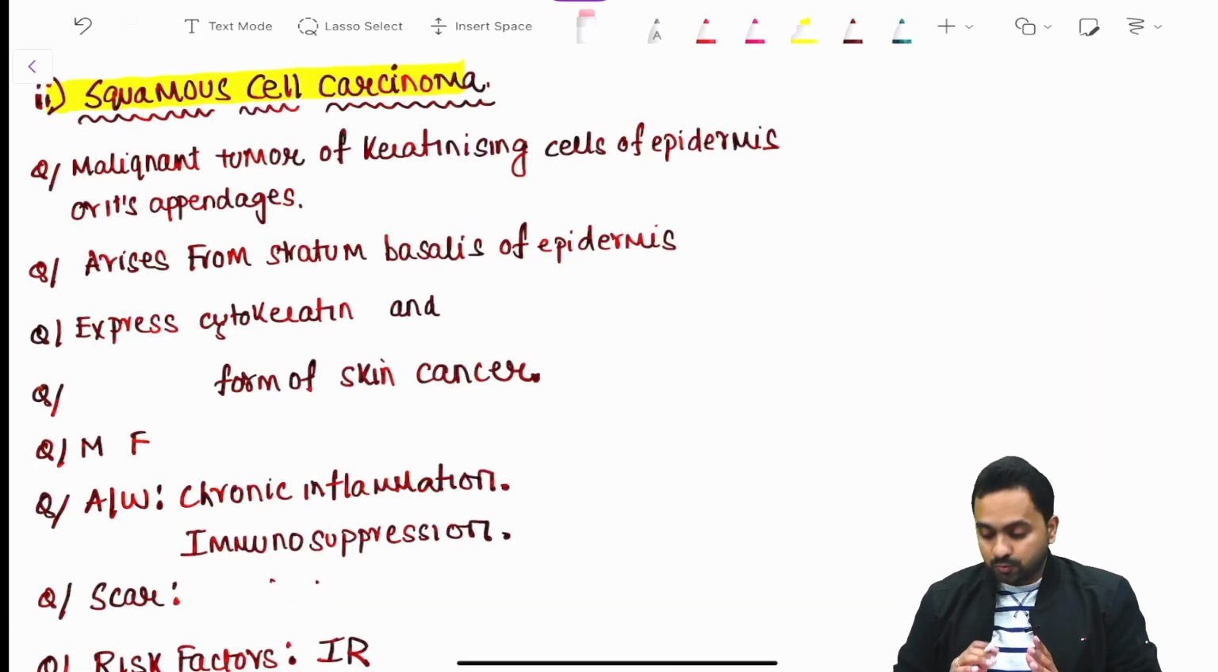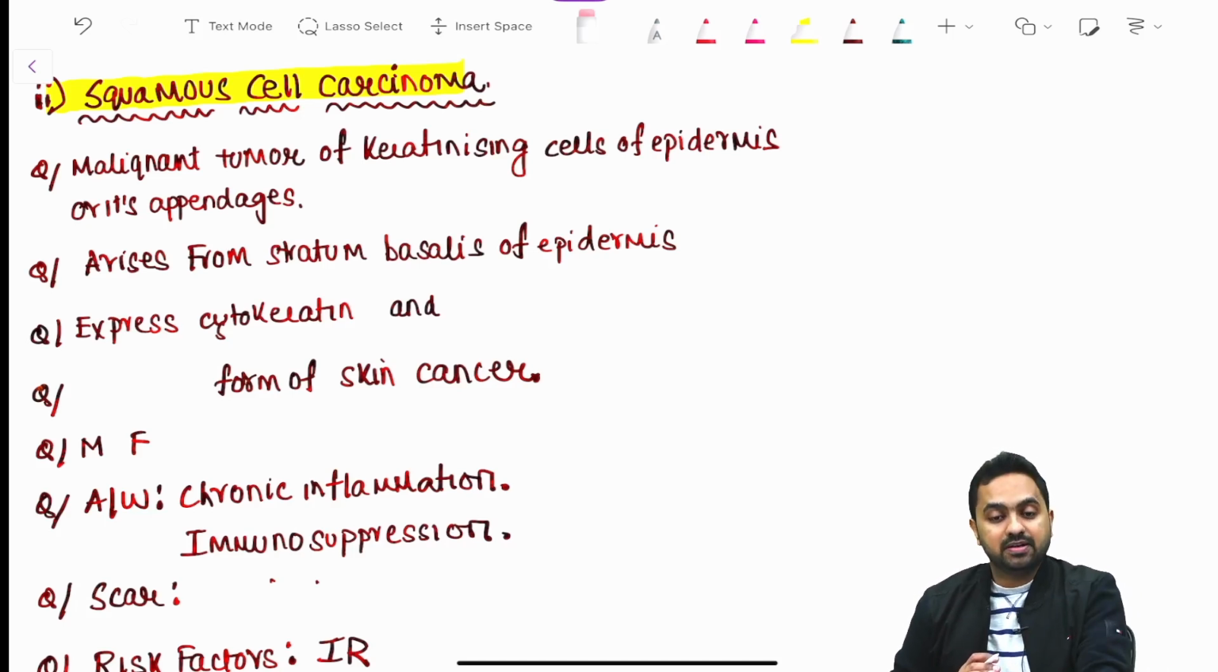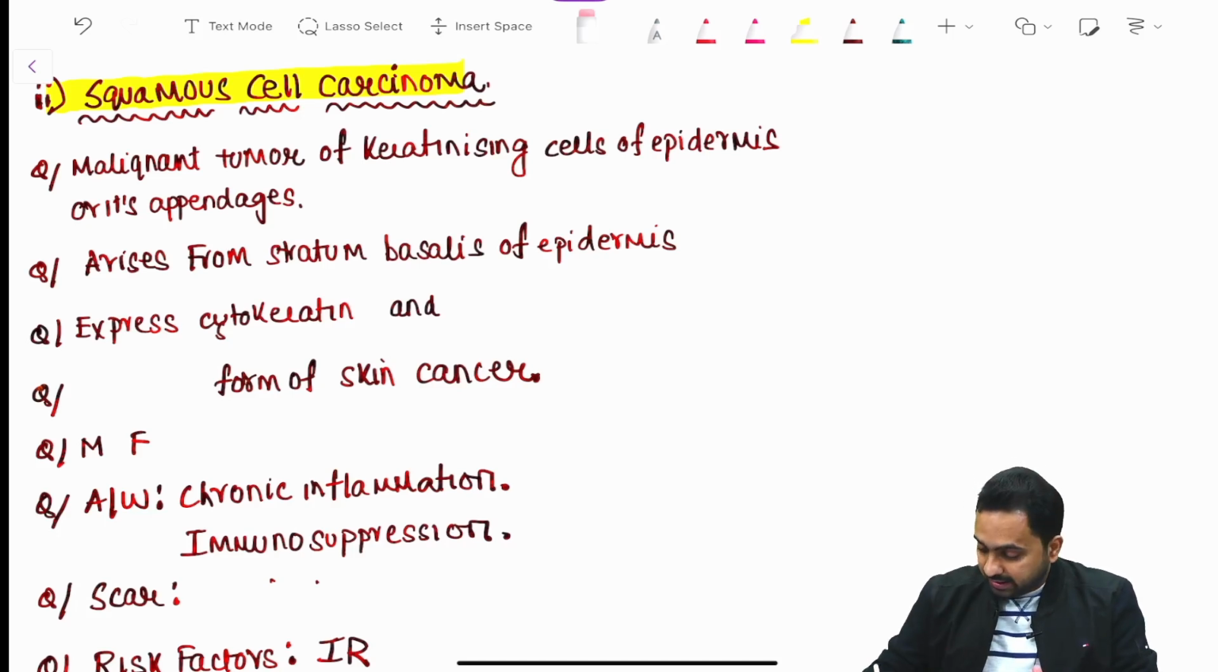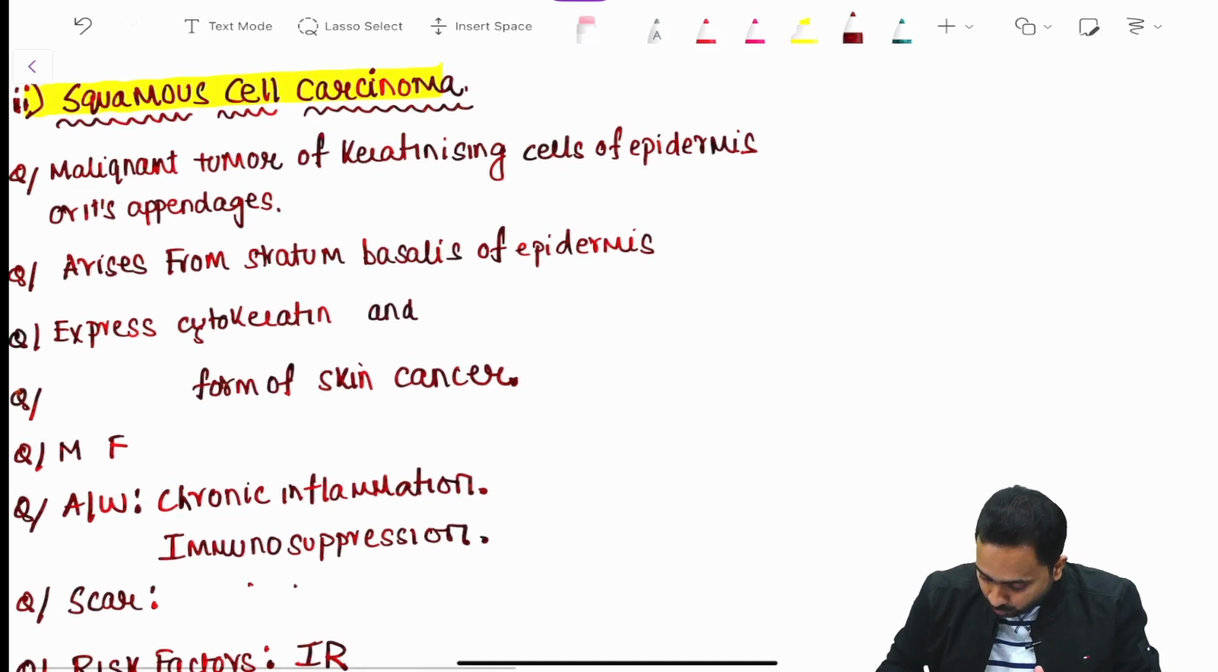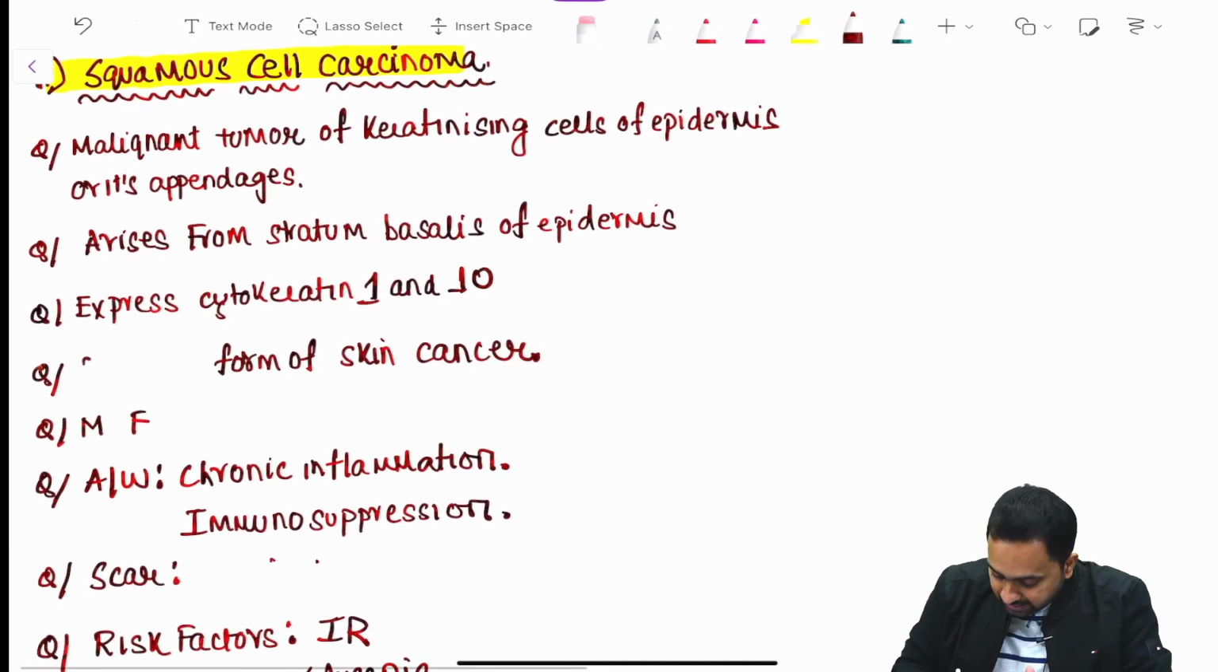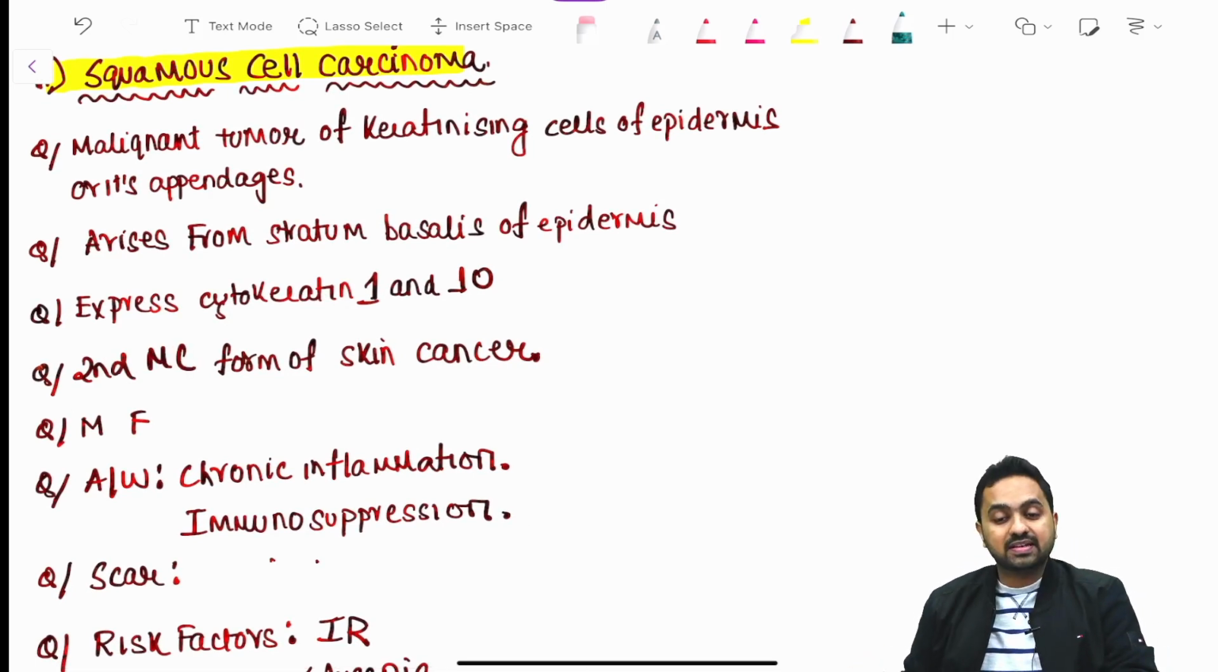The next skin tumor is your squamous cell carcinoma. It is a malignant tumor of keratinizing cell of epidermis or its appendages. It arises from the stratum basalis of epidermis. It expresses cytokeratin 1 and 10. It is your second most common form of skin cancer.